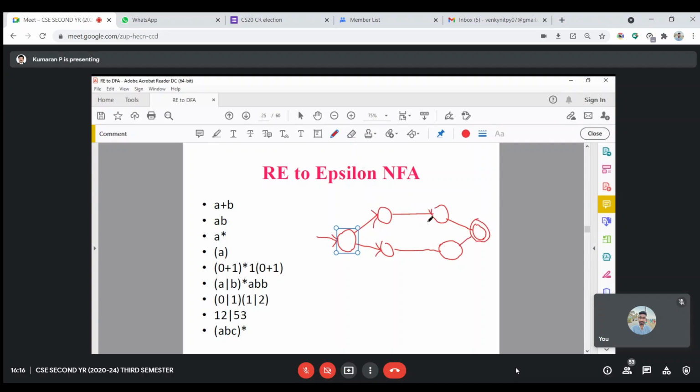1, 3, 4, 5, 6. So this is A, this is B. Then what are all the other transitions? So this is epsilon, this is epsilon. You can put lambda also. Both are fine. Both are right.